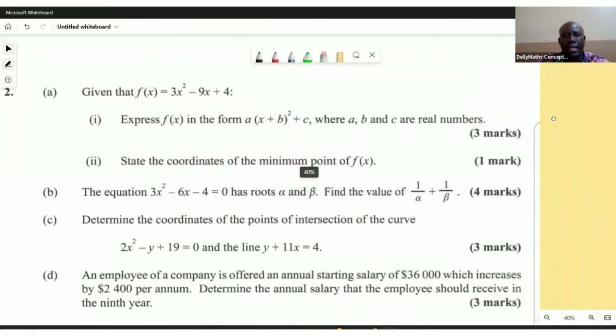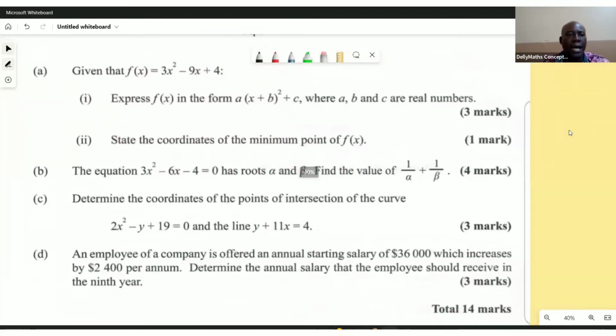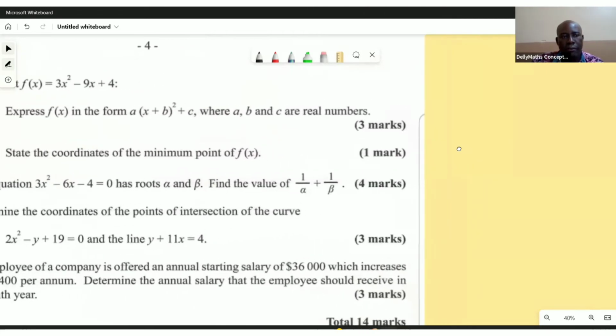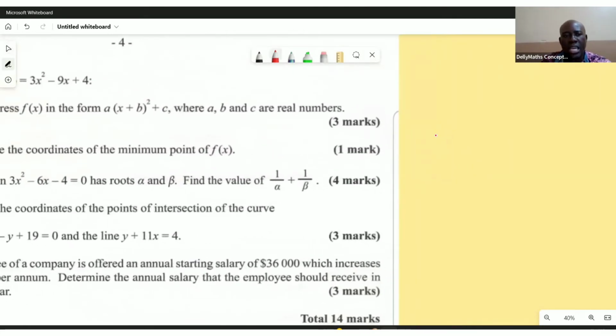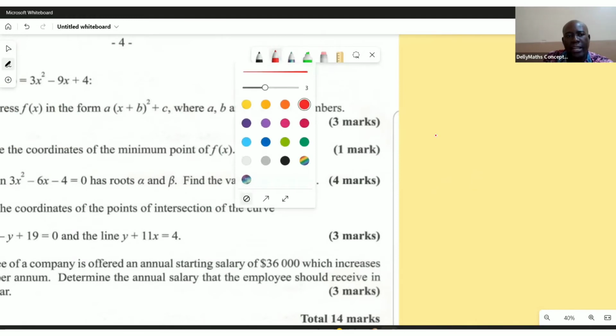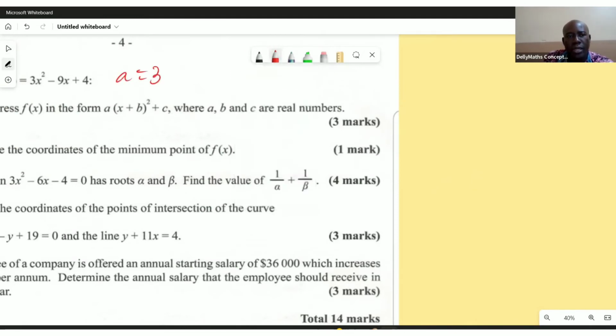All right, the second question here says that given that f of x is equal to 3x squared minus 9x plus 4, express f of x in the form a open bracket x plus b all squared plus c, where a, b, and c are real numbers, all right? So what we want to do with this here is to let us just name out our a, b, and our c. So a is equal to 3, b is equal to negative 9, and c is equal to 4.